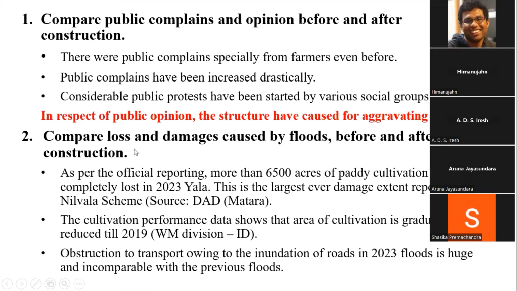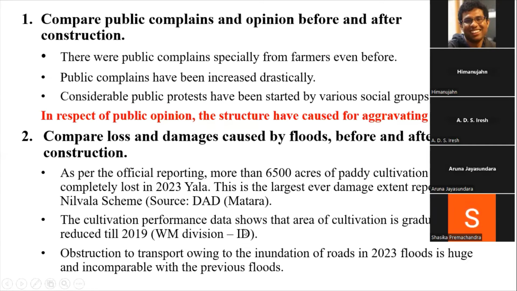Then we compare the loss and damage caused by floods before and after construction. As per the official reports, more than 6,500 acres of paddy cultivation were completely lost in the 2023 Jala flood. This is the largest ever damage extent reported in the Nilwala scheme. I must say that this event is not the largest flood event, even though it is not the largest event, we have come up with this much large paddy field damage.